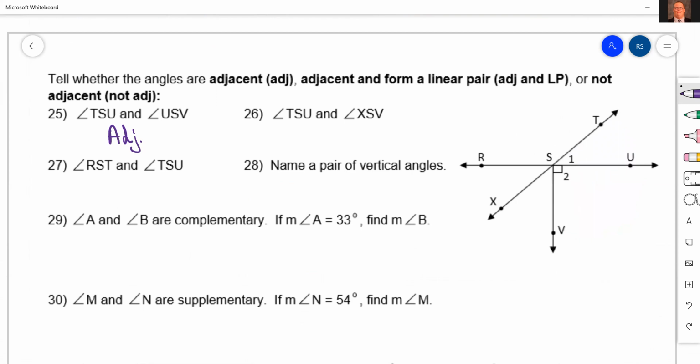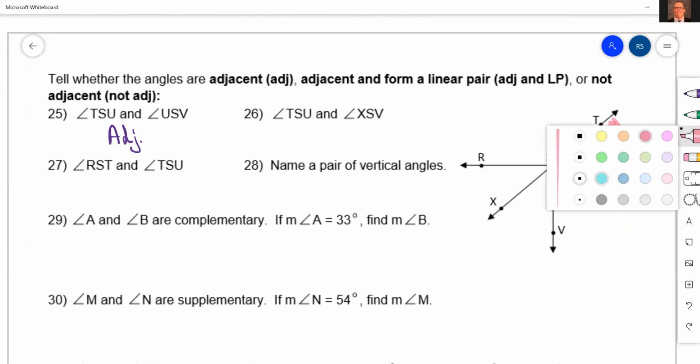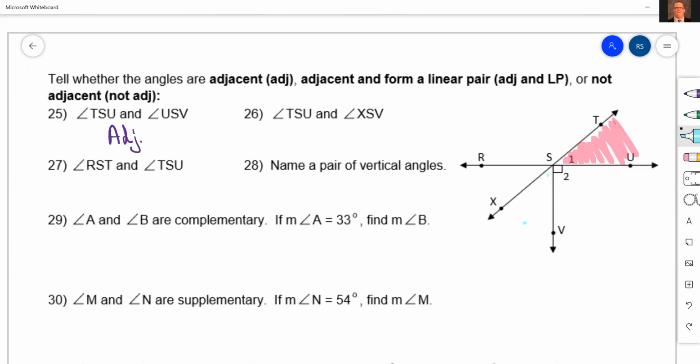Now let's look at 26. 26 says TSU and XSV. XSV. Do they share a side? No, they don't. So this one is not adjacent.